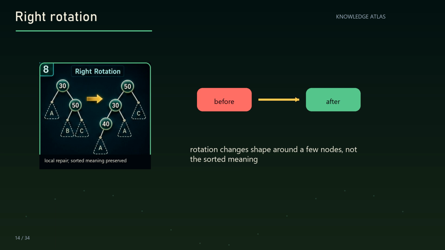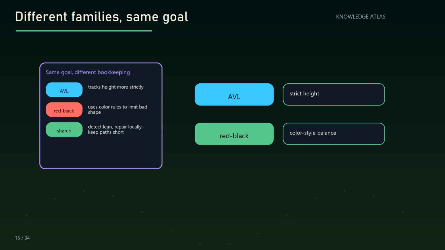A right rotation is the mirror image. The left child rises, the old root moves right, and the middle subtree still sits between the two keys. Again, order is preserved while height improves. AVL trees, red-black trees, and other balanced trees use different rules. Some track height strictly. Some use colors and black height ideas. The beginner idea is shared: detect too much lean and repair it locally.